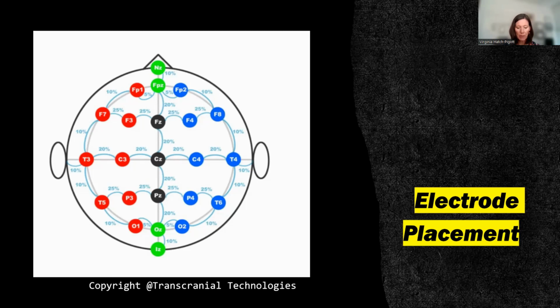So good to remember here, the left side contains odd numbers and the right side contains even numbers. The letters denote the underlying lobes except C, because there is no central lobe, but C is for the central part of the skull.